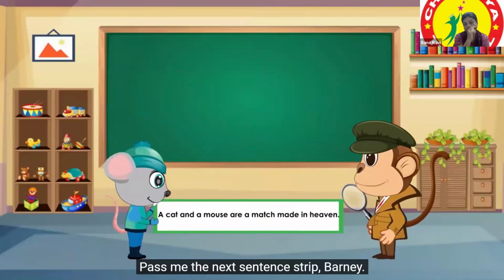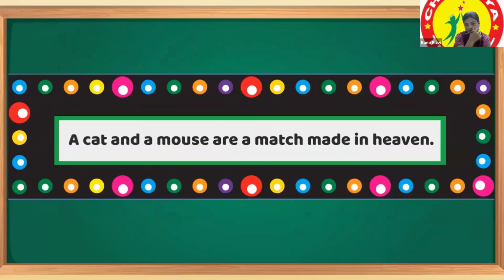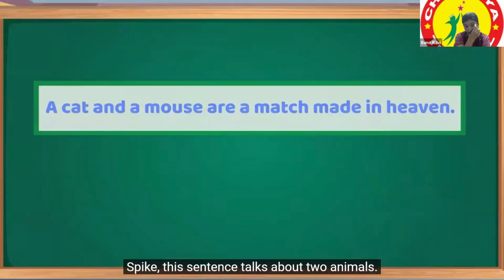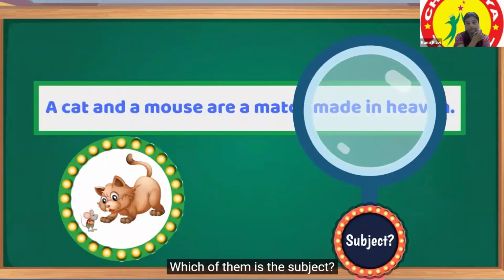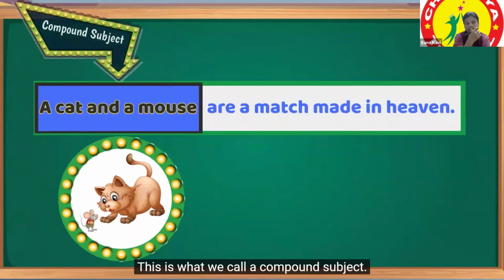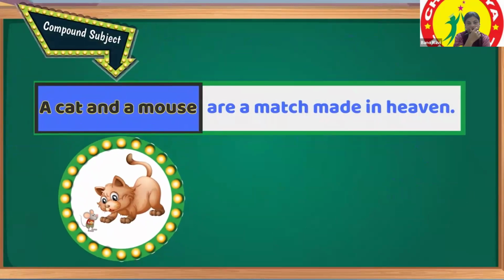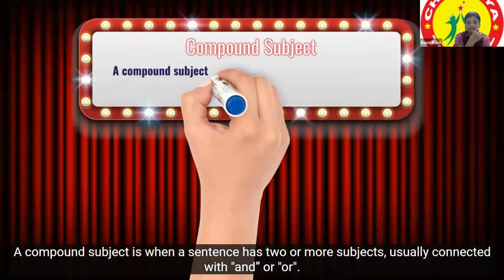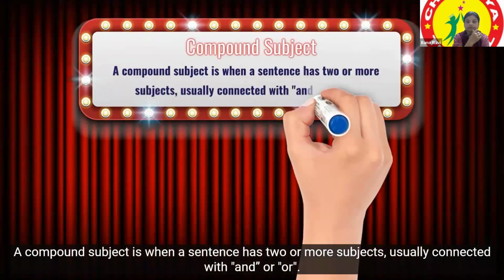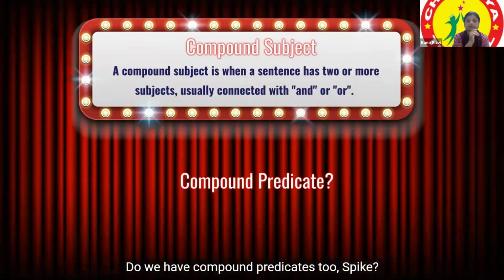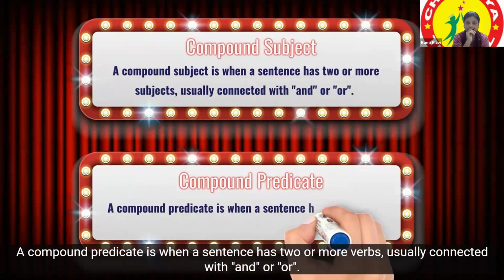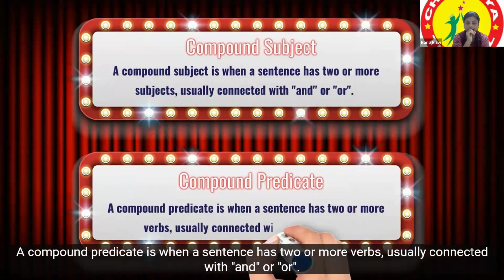Pass me the next sentence strip, Barney. A cat and a mouse are a match made in heaven. Spike, this sentence talks about two animals. Which of them is the subject? Both a cat and a mouse are the subjects. This is what we call a compound subject. A compound subject is when a sentence has two or more subjects, usually connected with "and" or "or." Do we have a compound predicate too, Spike? Yes, we do. A compound predicate is when a sentence has two or more verbs, usually connected with "and" or "or."